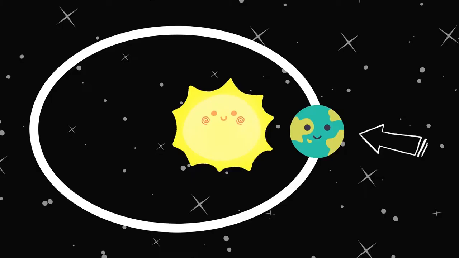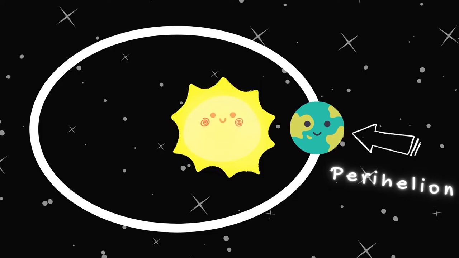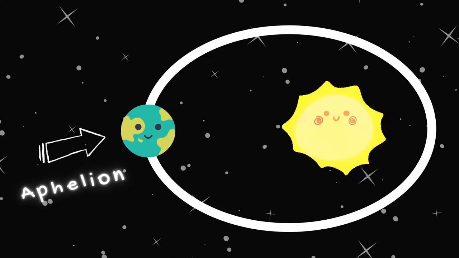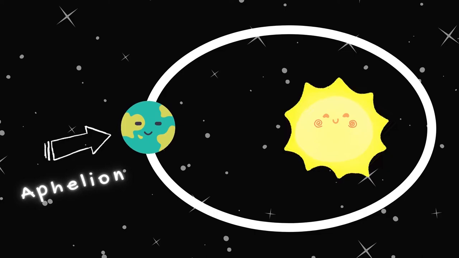Thus, when the planet is at its perihelion, the point where the planet is the nearest to the Sun, then that planet is moving at its maximum speed. However, when the planet is at its aphelion, the point where the planet is the farthest away from the Sun, the planet is moving at its minimum speed.